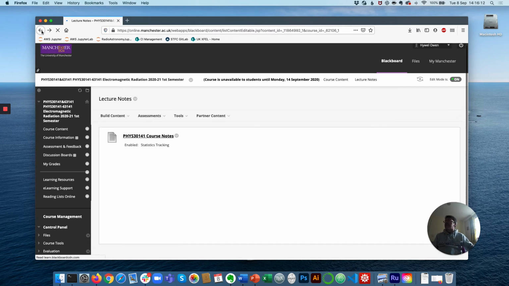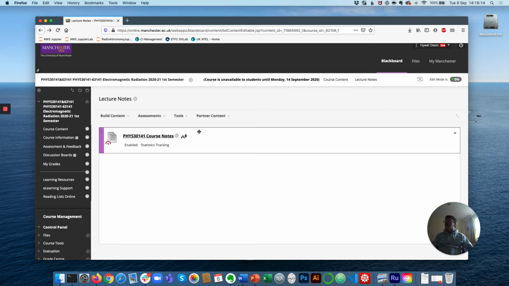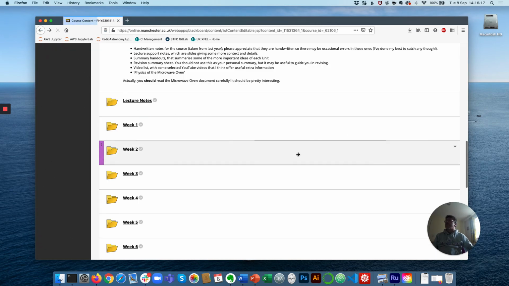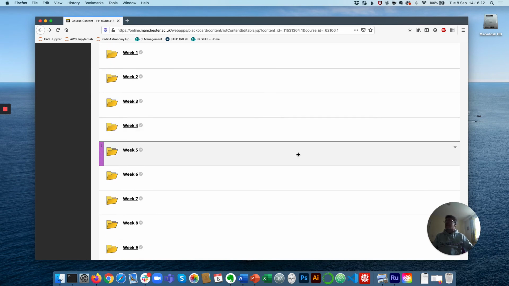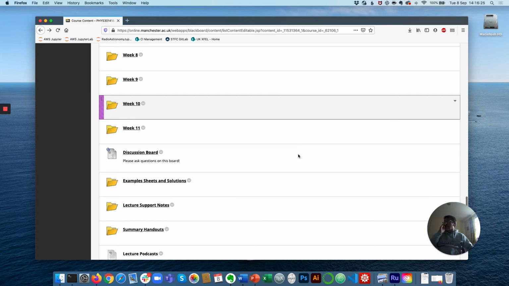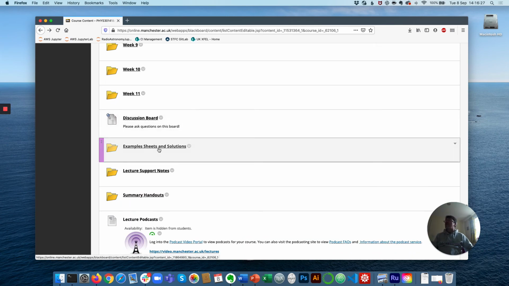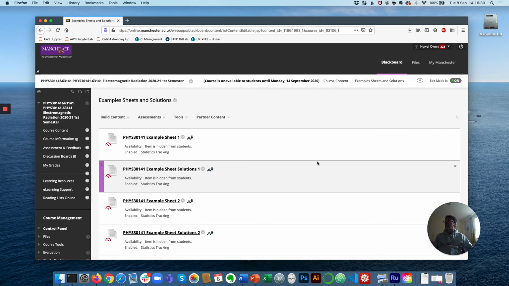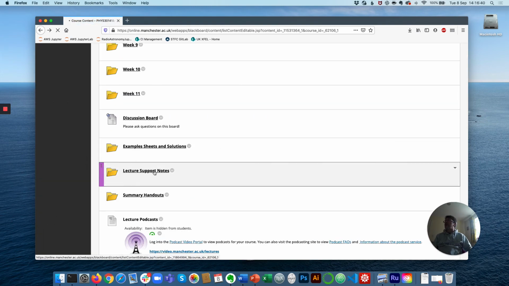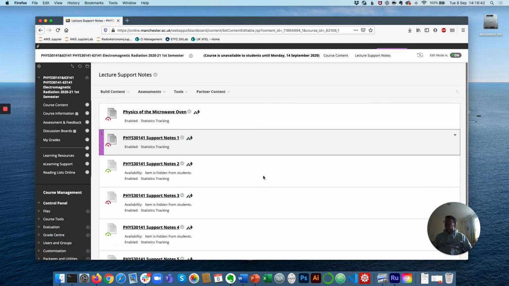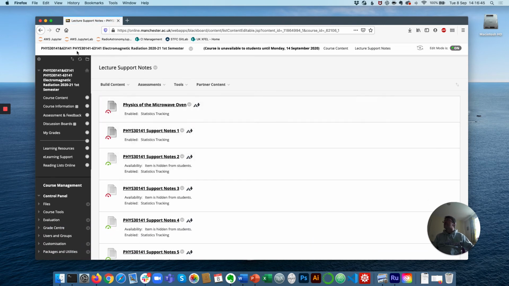If we go back, I won't show you the weekly work yet, because it will be released week by week, as I'd like to help you pace yourself through the semester. However, there are example sheets and solutions which will be posted in this folder, the example sheets folder. Of course, at the moment they are not released, but they will be released every few weeks as we go through the semester. And here are the lecture support notes, including the Physics of the Microwave Oven, which I encourage you to read about maybe halfway through this course.